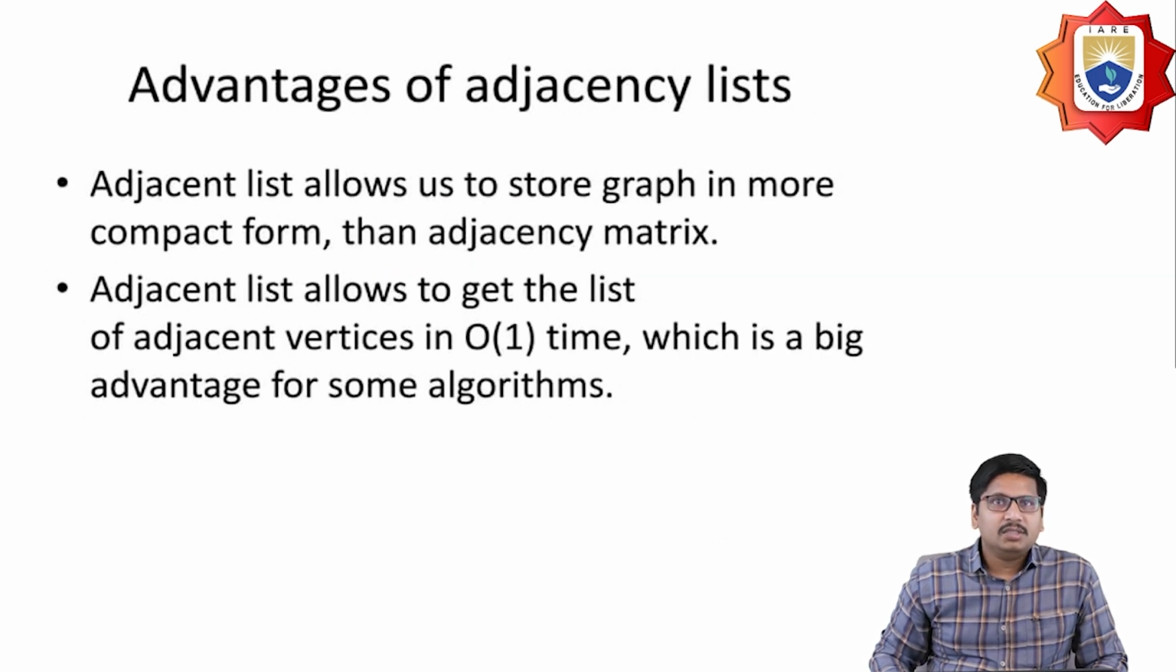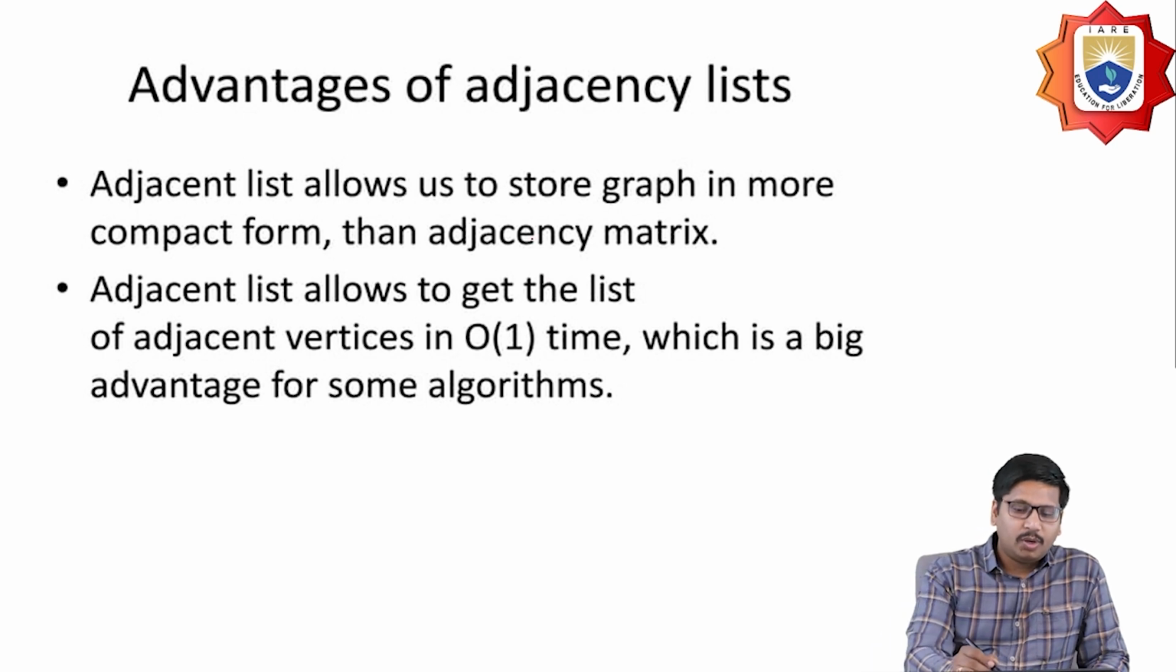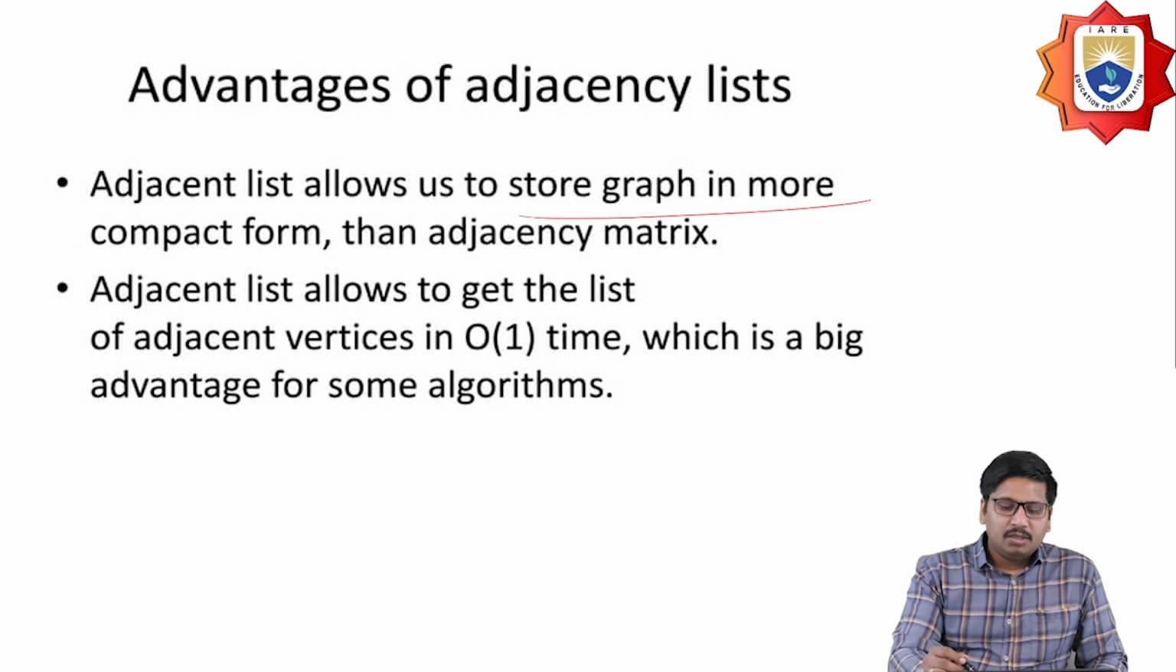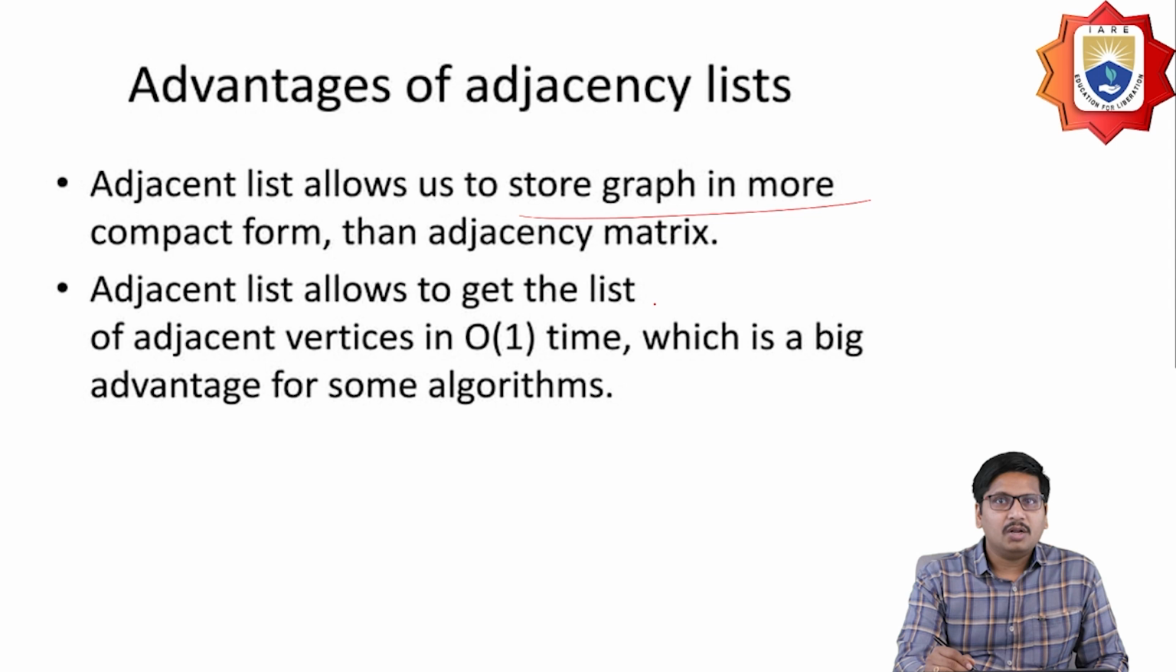An advantage is that the adjacency list is going to allow us to store the graph in a more compact form than the adjacency matrix, and the adjacency list is going to allow us to get the list of adjacent vertices, which is a big advantage for some algorithms.